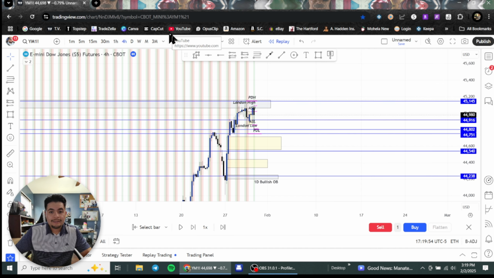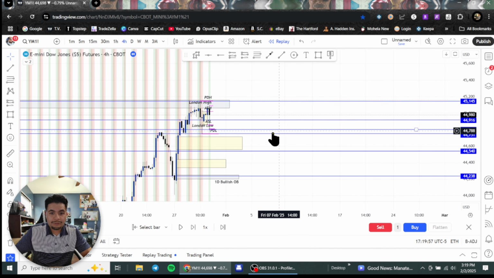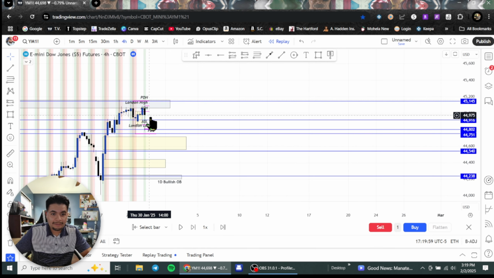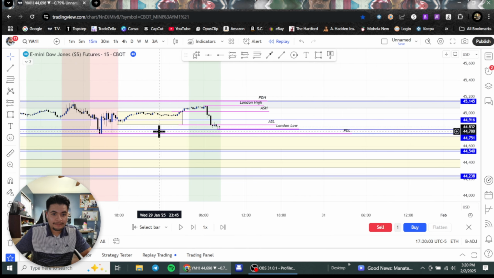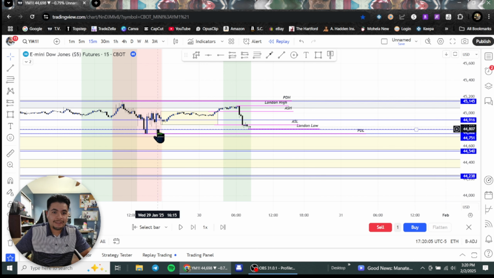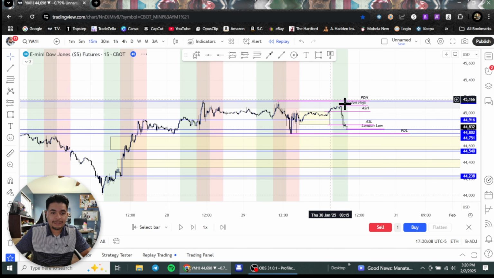It's rejecting. Okay, so it possibly could keep flying, right? We'll go back to the 15-minute. Well, okay, so yeah, no, we're definitely bearish. There's this area and this area where it could target.